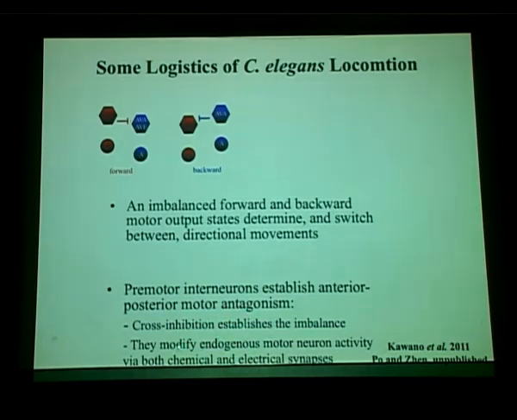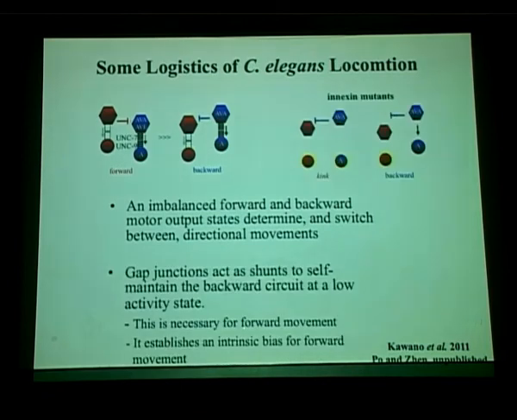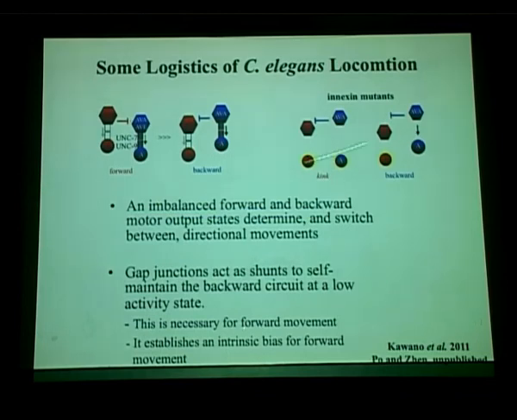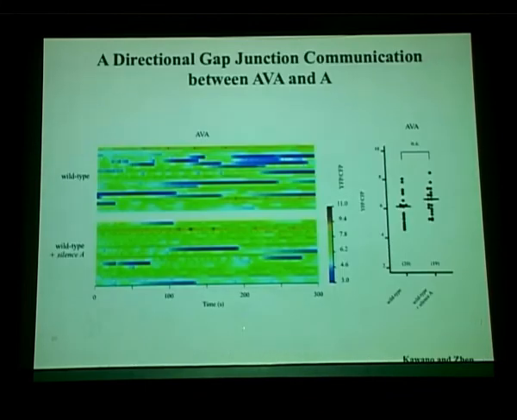And we believe that they actually modify the endogenous motor neuron activity through both chemical and electrical synapses. In the absence of those gap junctions, you're going to get an equal state of forward and backward activity patterns. And then the remaining chemical synaptic input will increase the neuronal activity of AVA, driving the animals to prefer to activate backing instead of forwarding. And this would only work if the gap junction is directional, because that predicts this gap junction has an instructive role to instruct the activity state, and that's what we observed.